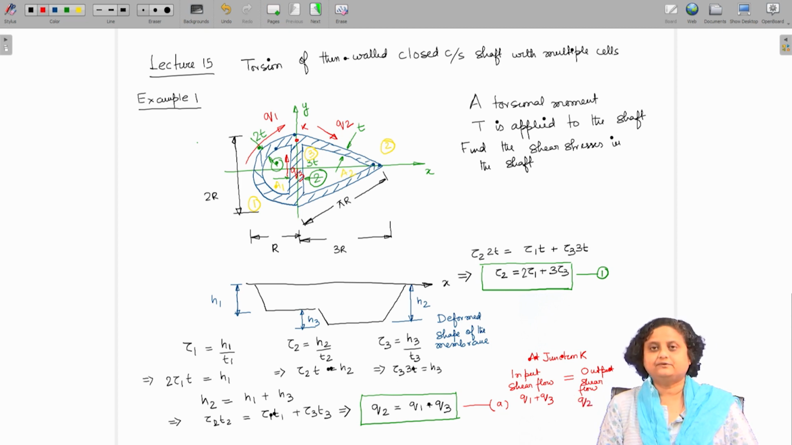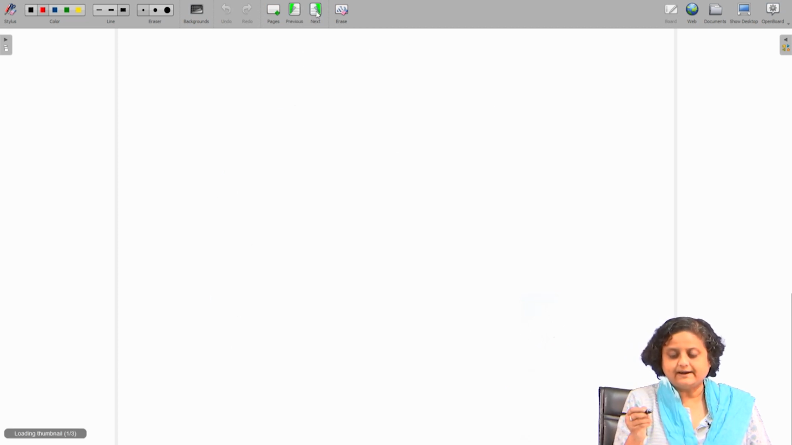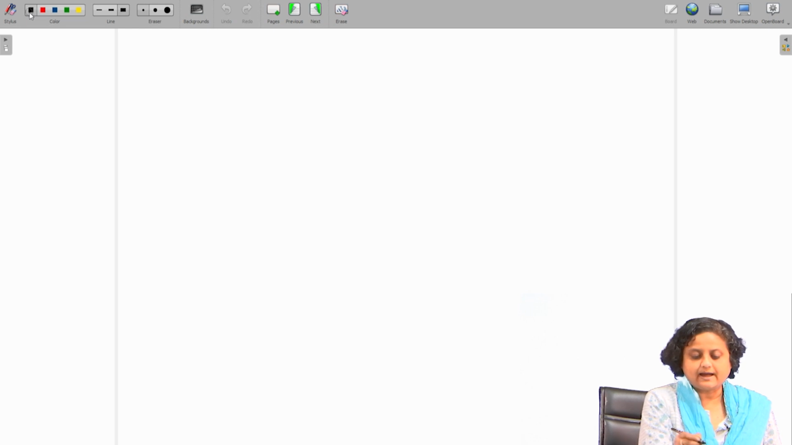And as we have discussed earlier, the total input shear flow at any junction is also equal to the output shear flow. So, therefore, from this example we see that we have got two pieces of information from this deformed shape of the membrane. One is a relation between tau 1, tau 2 and tau 3, and the other is how the shear flows are arranged in the cross section. Now, let us move on to finding the expression for the applied torque.